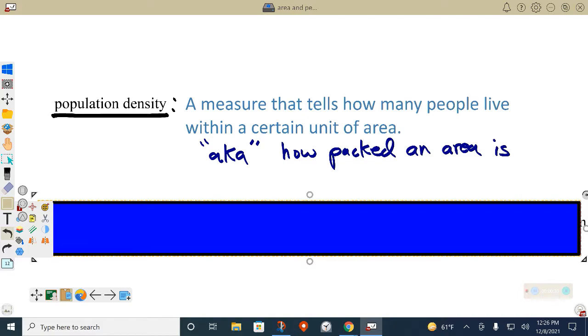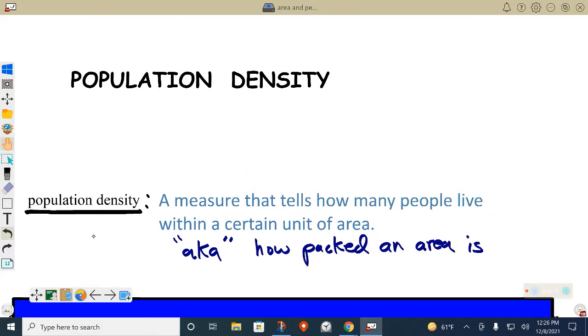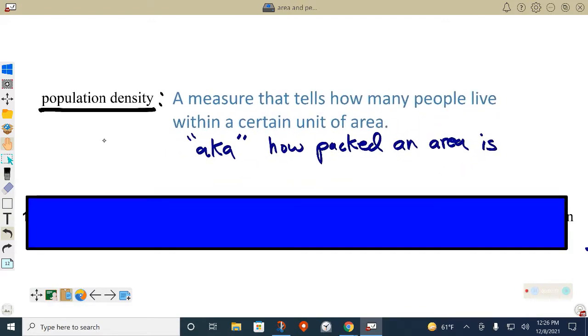So the title of your notes is population density, and go ahead and define just one word today, population density. A measure that tells how many people live within a certain unit of area. I'm going to write that down.